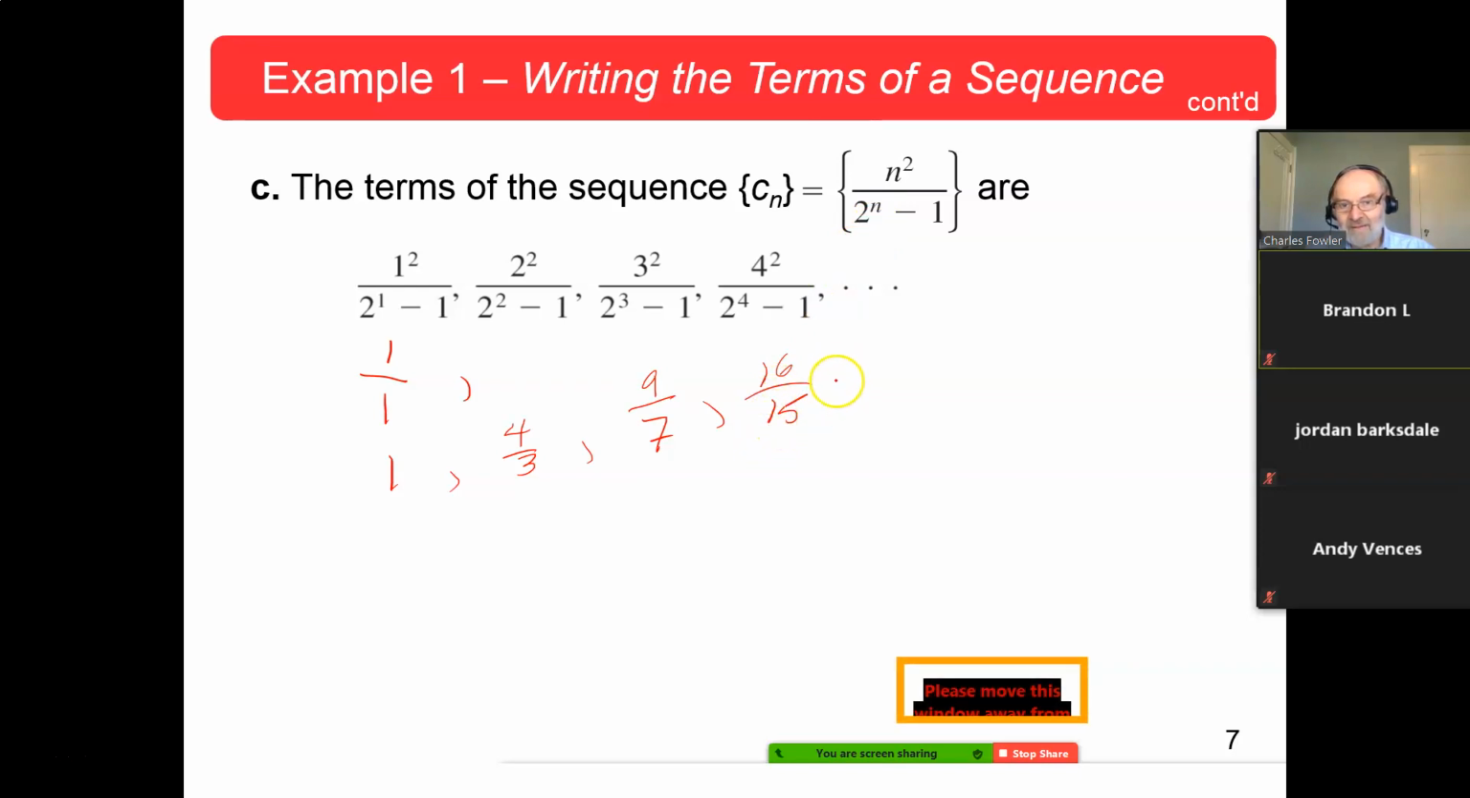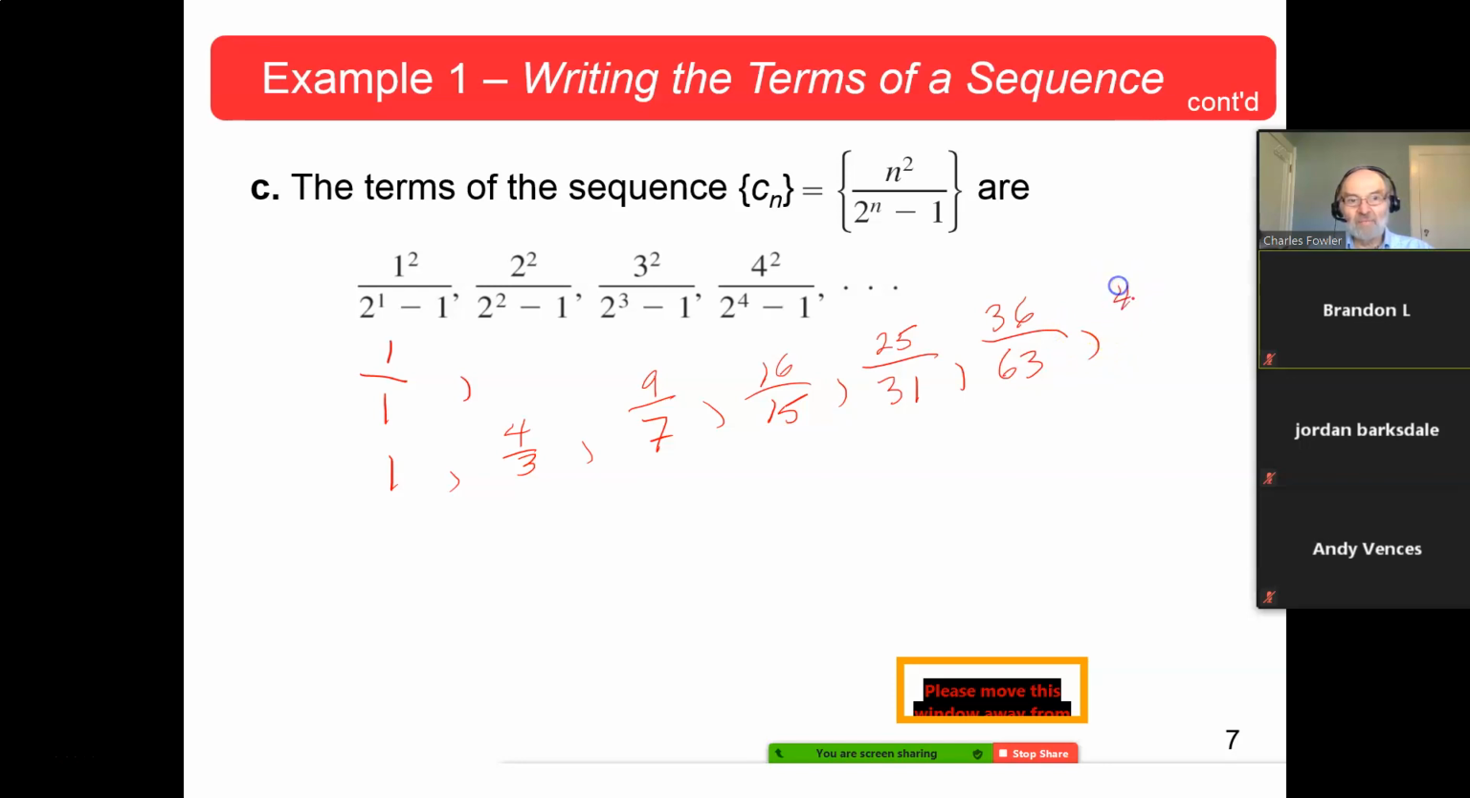Okay. Now I would like to go another couple. Let's do 25. That would be 5 squared over 2 to the 5th. Well, 2 to the 5th is 32, minus 1 is 31. Next one would be 36. That's 6 squared over 2 to the 6th. That's going to be 64 minus 1 is 63. Okay?